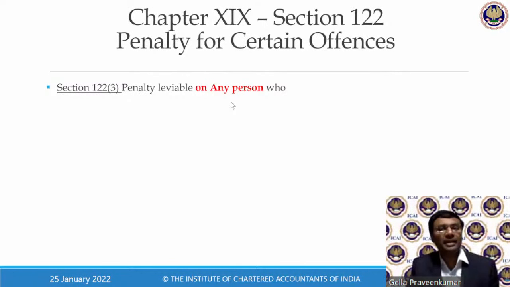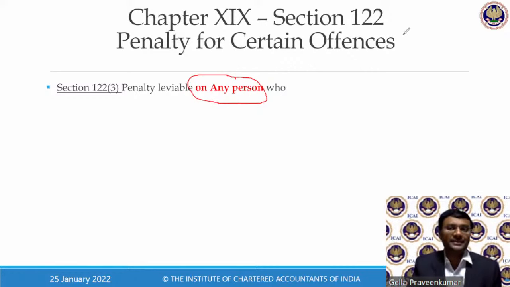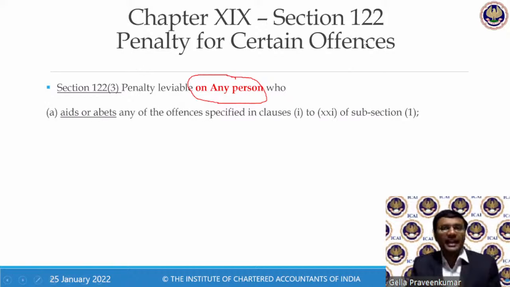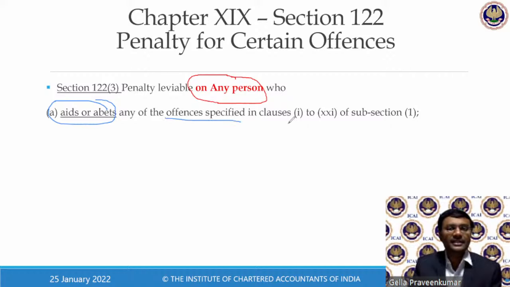Penalty is leviable on any person. Look at the language they have used: on any person who aids or abets. The offense is specified in 1 to 22 of subsection 1.